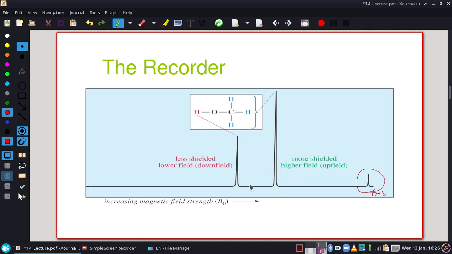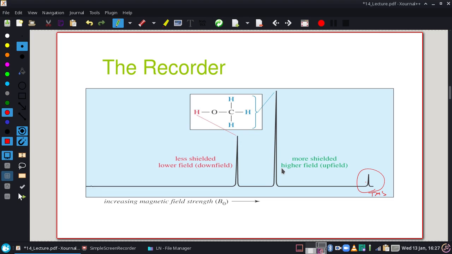And then as we put it near electronegative things, it shifts down. Now this peak will be lower because that particular hydrogen is close to an oxygen, and oxygen's more electronegative than carbon. And these three will be a taller peak, but they're near a carbon, so they are in a more shielded position. So the neat thing is, where it shows up on the recorder tells us what that particular hydrogen is near.